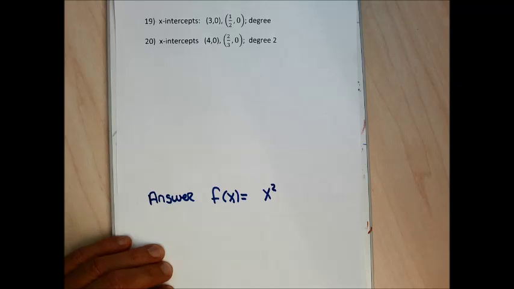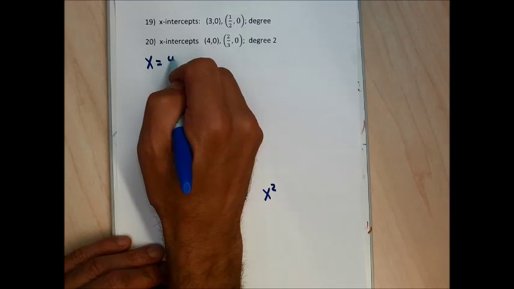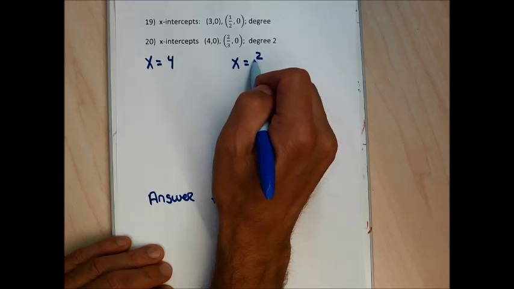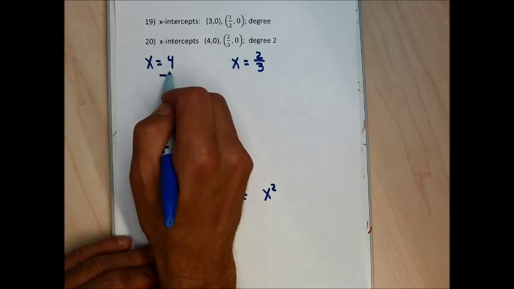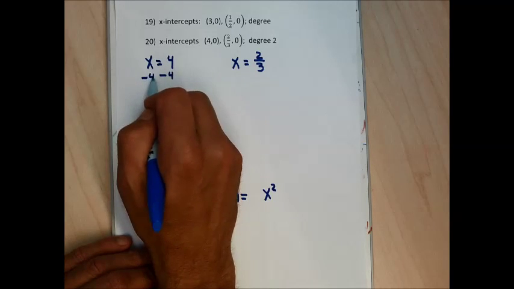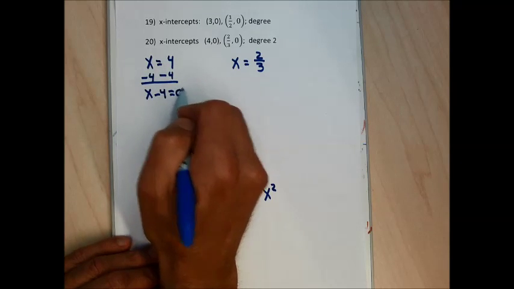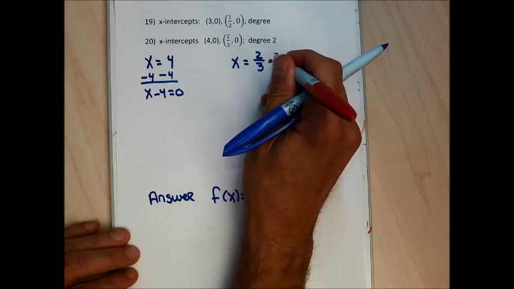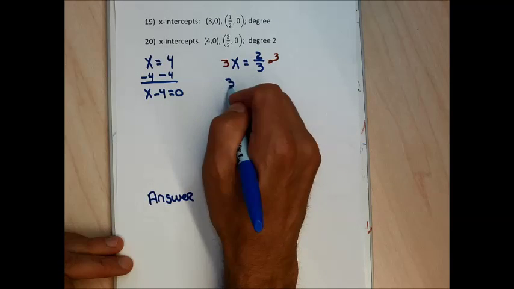I start all these problems by making x equal to each one of the x coordinates of the x-intercepts. In this problem, I have two x-intercepts. I'm going to set x equal to 4 and x equal to 2/3. And then I'm going to make each one of those equal to 0. For the x equal to 4, I could set it equal to 0 just by minusing 4 from both sides. For the x equal to 2/3, I need to multiply both sides by 3 to get it set equal to 0. On the left-hand side, when I multiply by 3, I get 3x.